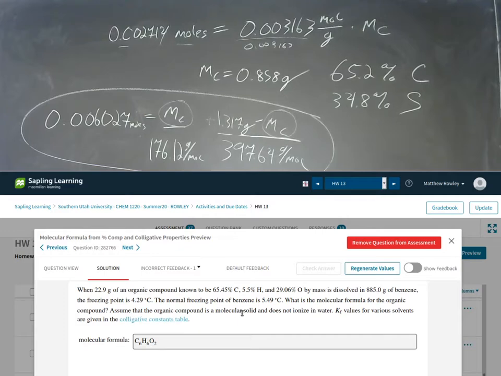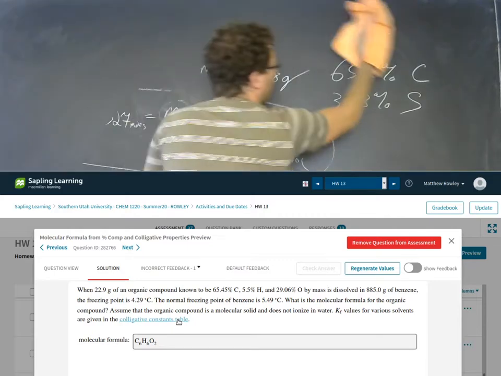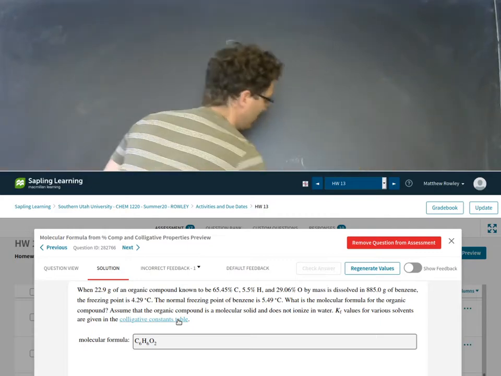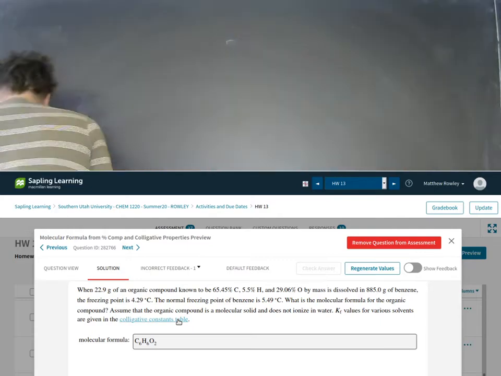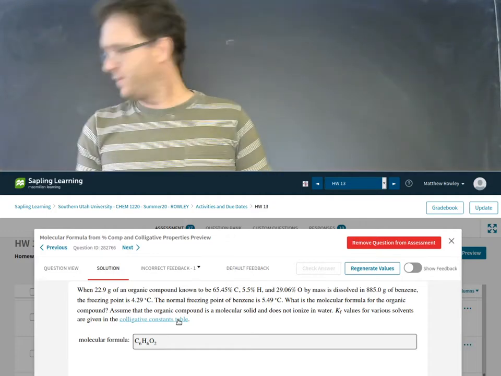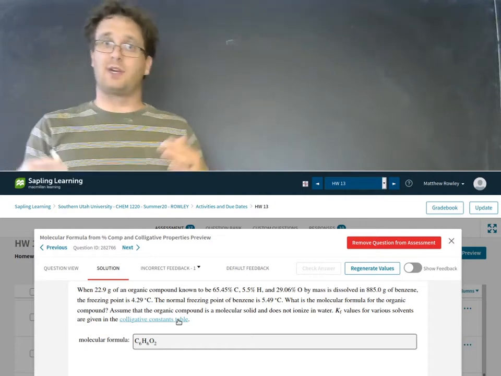Assume the compound is molecular and so it does not ionize. In other words, that it has a Van 't Hoff factor of 1. And we're given Kf values for various solvents in the colligative constants table. So how are we going to solve this? We're given a percent composition, and we're given a freezing point depression, and all of this we're supposed to use to find the molecular formula. Well, again, let's start with the colligative property. That one seems like something we can get a handle on.